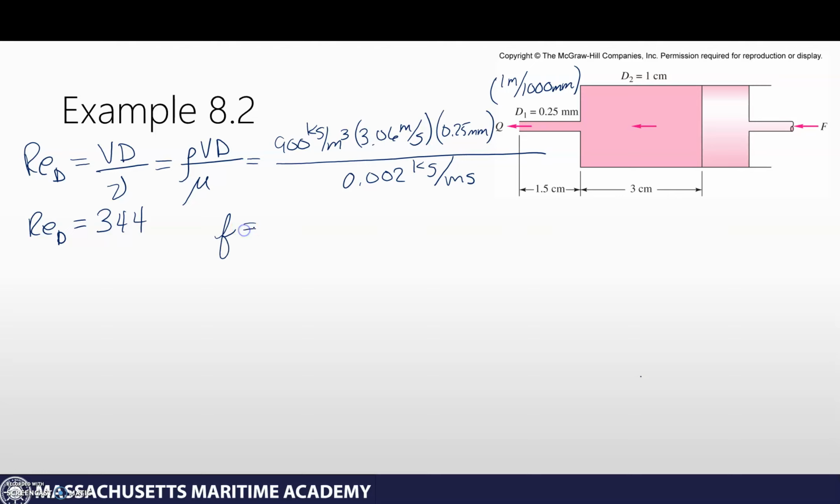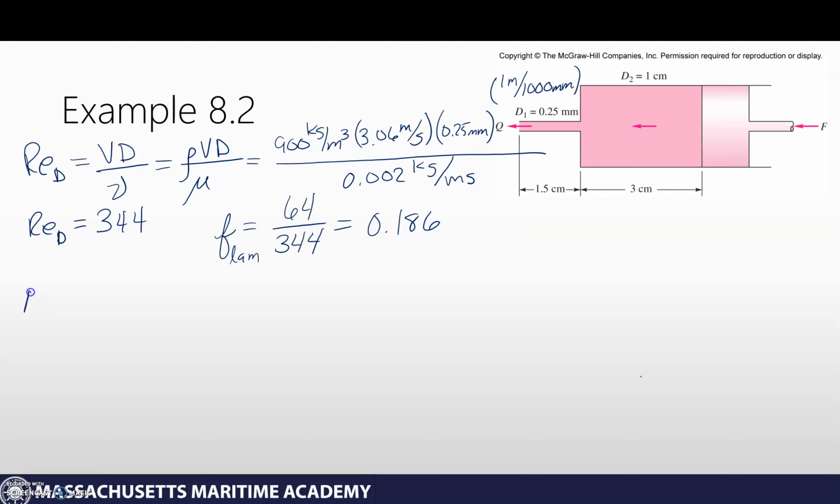Because then that tells me that I can calculate F for my laminar flow, which is going to be 64 divided by the Reynolds number, which is 344, which gives 0.186. So now we'll go back to our original equation that we wrote and solve it.